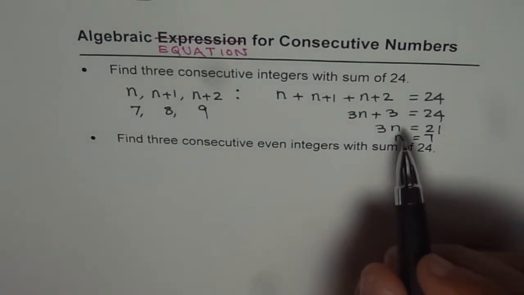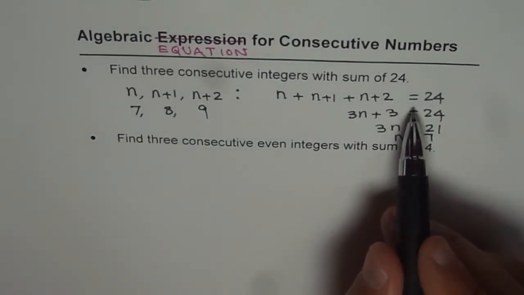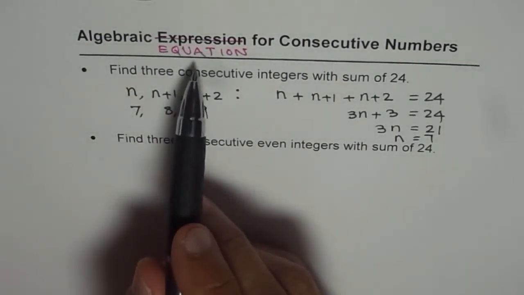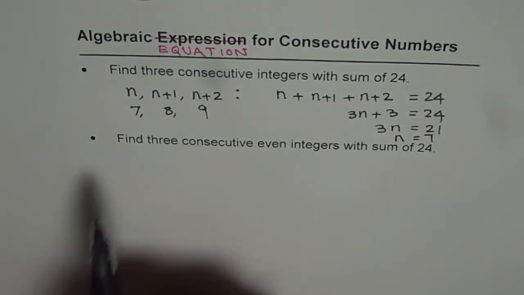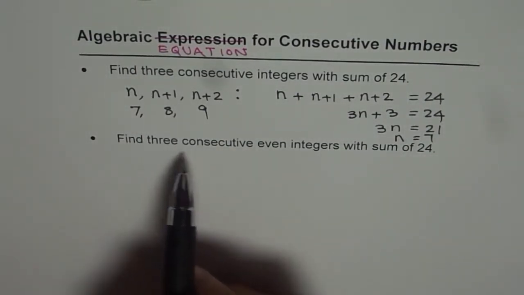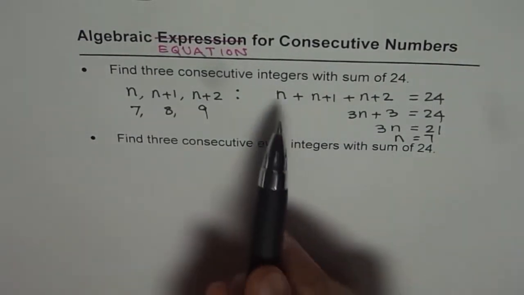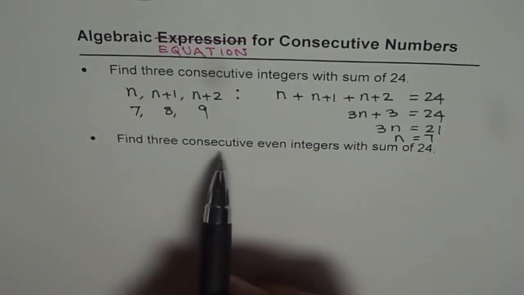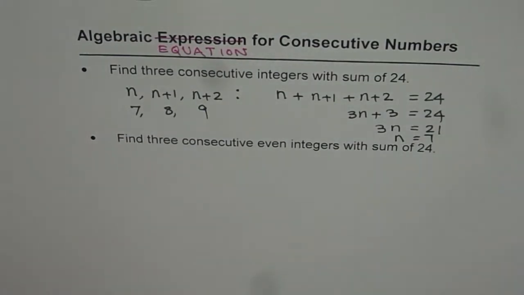Now when we are really finding the value of a number with the help of an equation, then we should not talk about expression. We should talk about equation, and that is why I made this correction. I hope you remember. Next one is find three consecutive even integers with sum of 24. So we kind of changed it a bit. So here, three consecutive even integers with sum of 24. So now we are saying the integers are even, right?